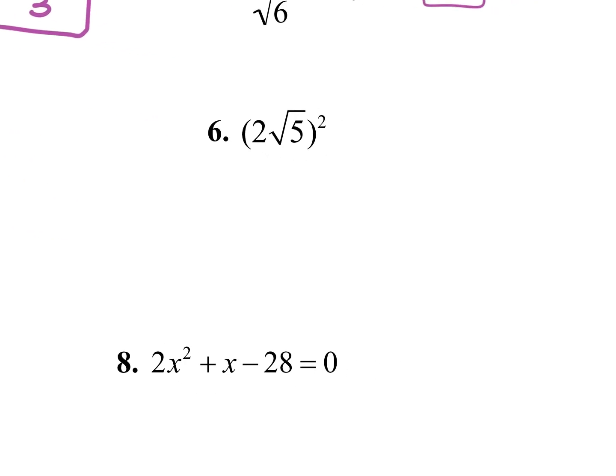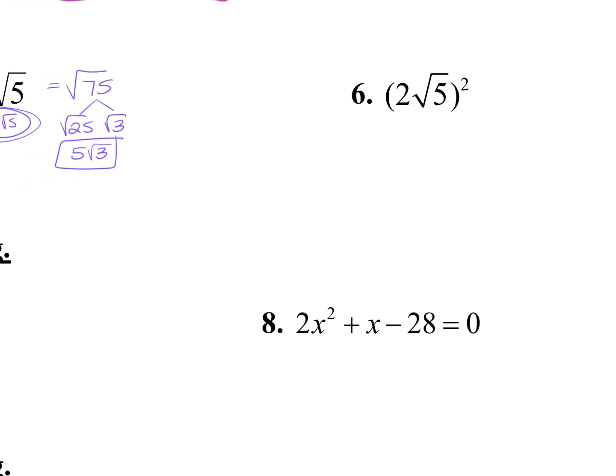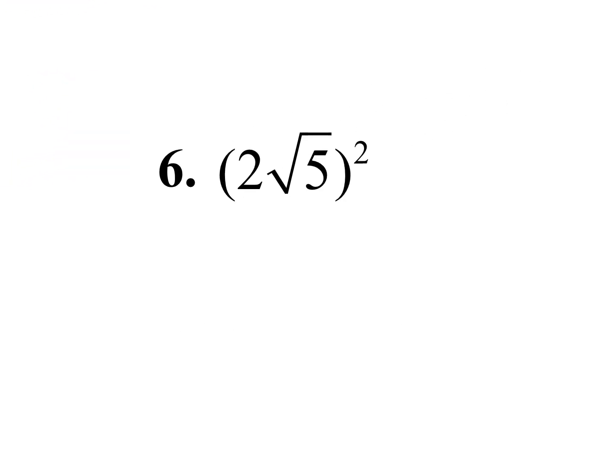Okay, number 6. What do you do with that? When you square it, Stephen, what's happening? What do you got to do? Yeah, so what's that going to look like? 2 5. Oh, you're saying 2 rad 5 times 2 rad 5? Yeah? Totally works. What do you get from that?